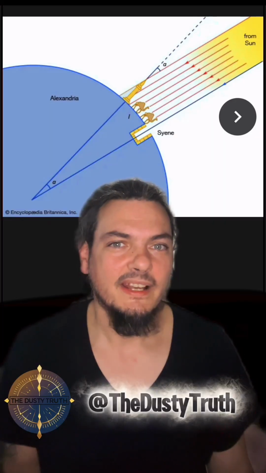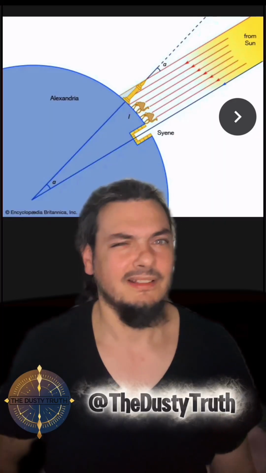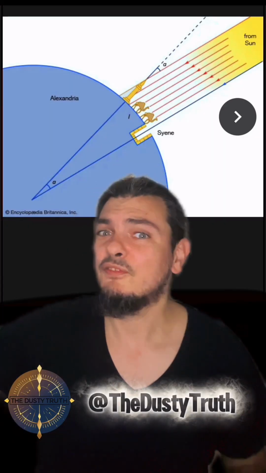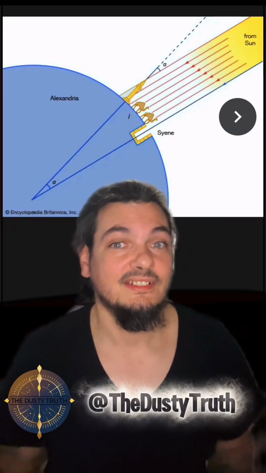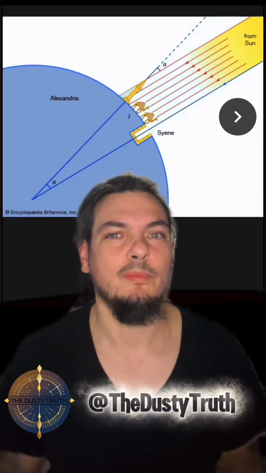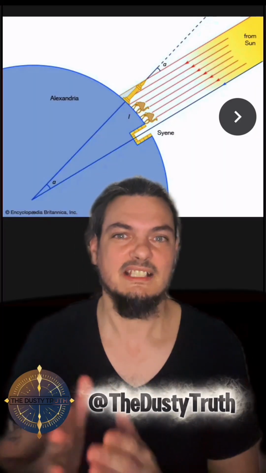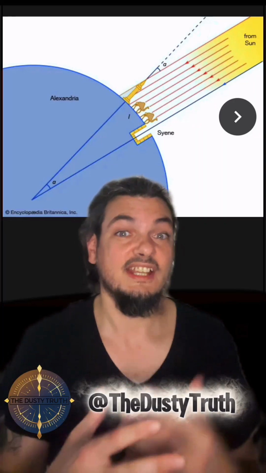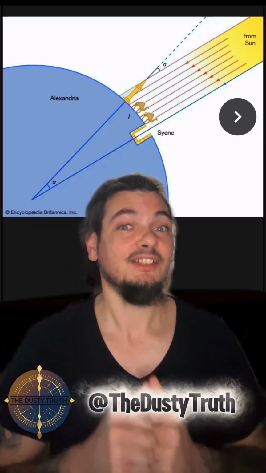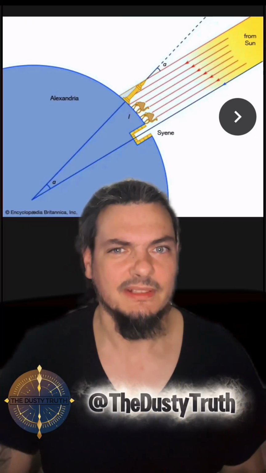Second, someone had to be looking down into that well at the exact moment of the summer solstice. Not the day before, not the day after, not an hour later, an hour before, the exact moment the sun reaches its maximum northern declination and shines directly overhead. What are the odds someone is looking into the well at that exact moment?